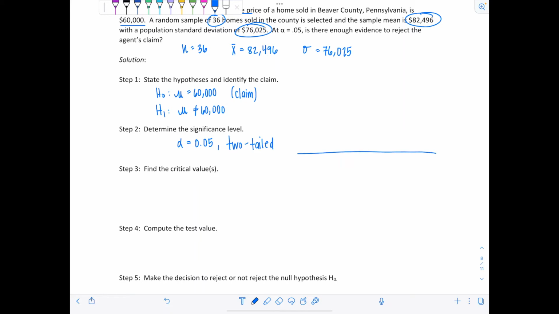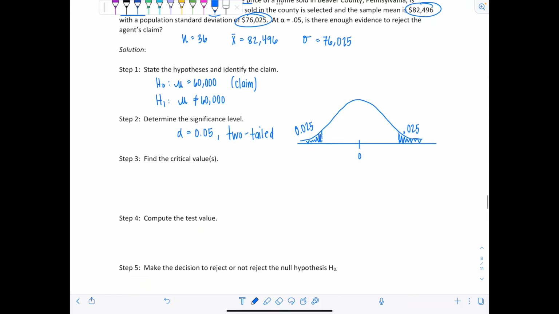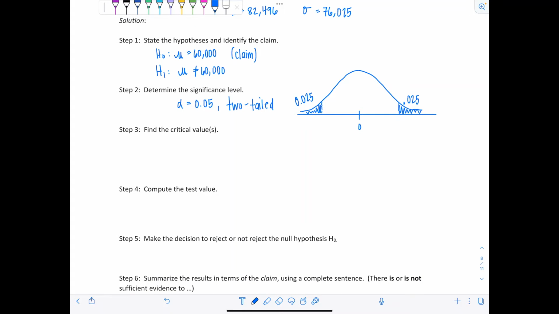So what does that mean? That means we split alpha between the two tails of the graph. So 0.05 gets cut in half. So you have 0.025 here and then 0.025 here. Okay. Good. Find the critical value or values.